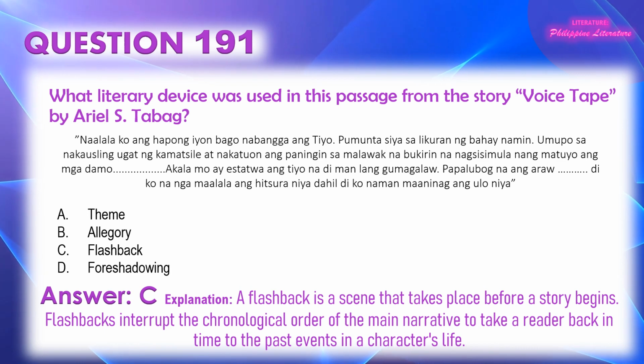Question 191. What literary device was used in this passage from the story Voice Tape by Ariel S. Tabag? Answer C. Flashback. A flashback is a scene that takes place before a story begins. Flashbacks interrupt the chronological order of the main narrative to take a reader back in time to the past events in a character's life.